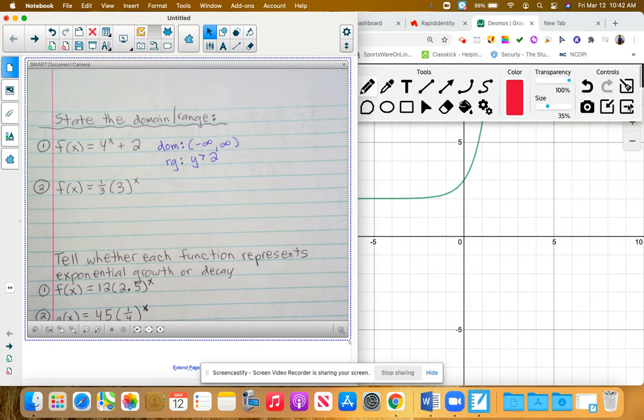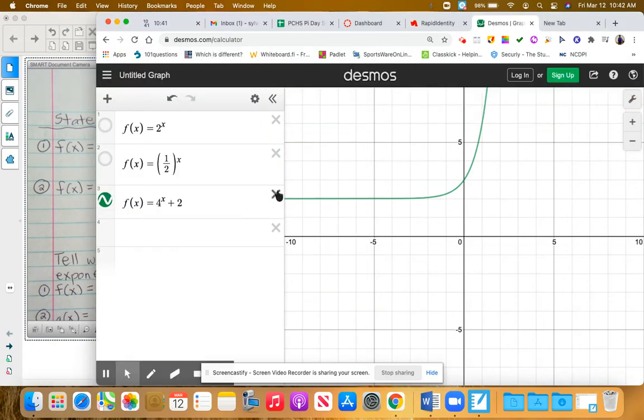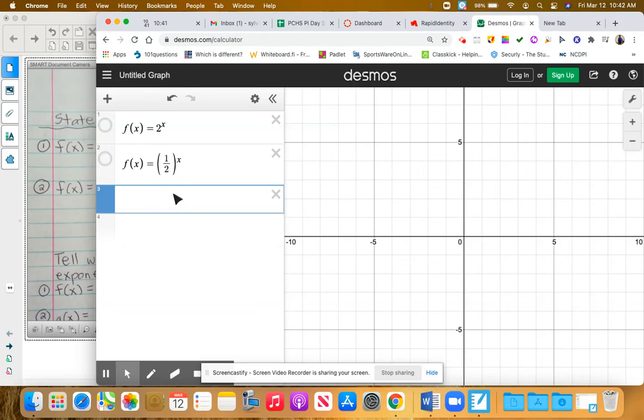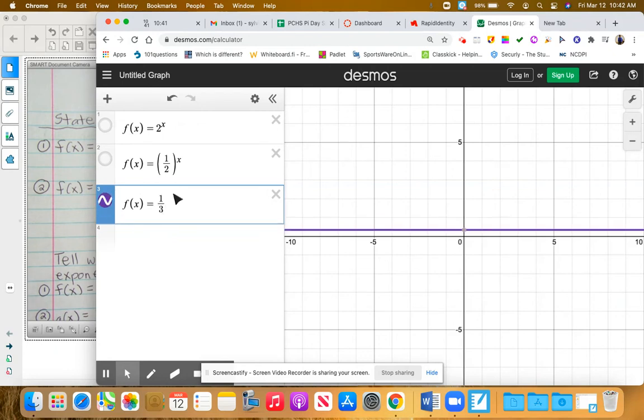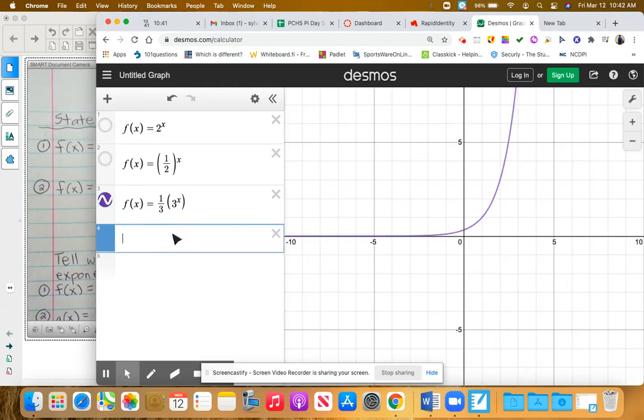Let's try one more. So I'm going to come over here to Desmos and type in the second one that's there. So this time we're typing in f of x equals 1/3 to the x power. And we're going to state what the domain and the range is.